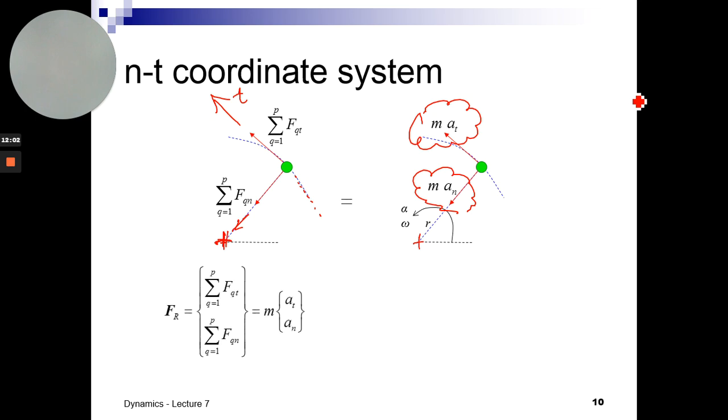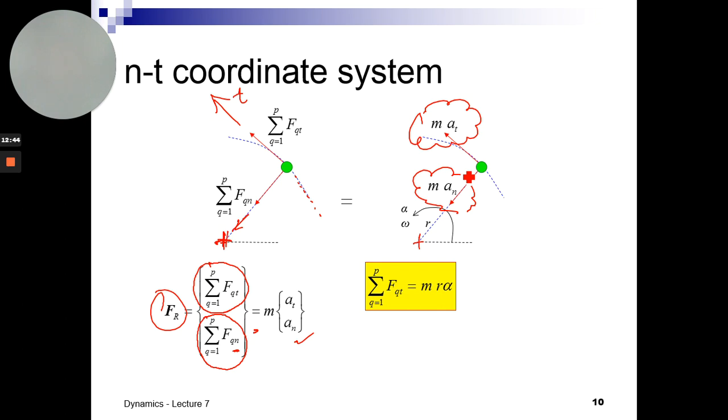So in equation we can say that the resultant forces yang berlaku pada partikel ni semasa dia bergerak secara curvilinear adalah sum of external forces yang bertindak pada tangential, and then jumlah forces yang bertindak pada normal axis adalah sama dengan M in the metric form times AT, acceleration tangential dan acceleration normal.